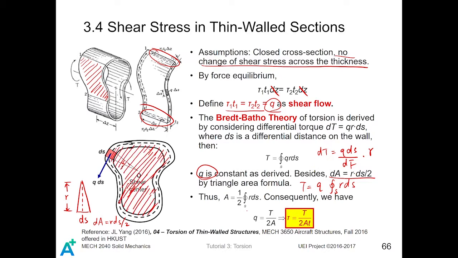The area is given by 1/2 of the circular integral of r ds over s. Consequently, this integral will become 2A. Therefore, T equals q times 2A, which implies that q equals T divided by 2A. Since q is a constant, which is the shear stress times the thickness, we conclude that the shear stress in the thin wall section is given by tau equals T divided by 2At.